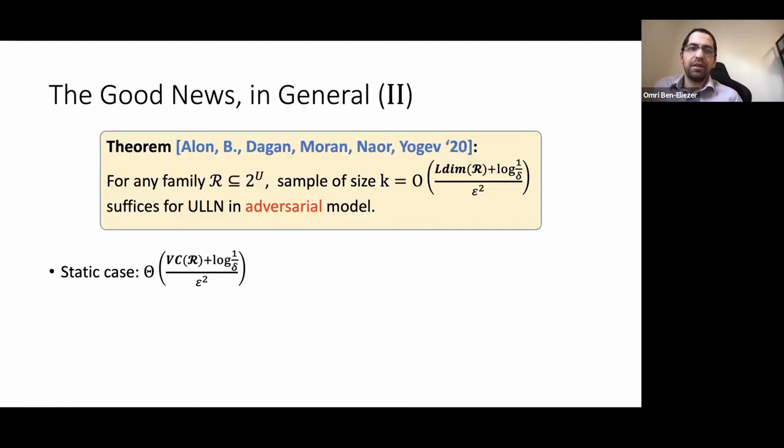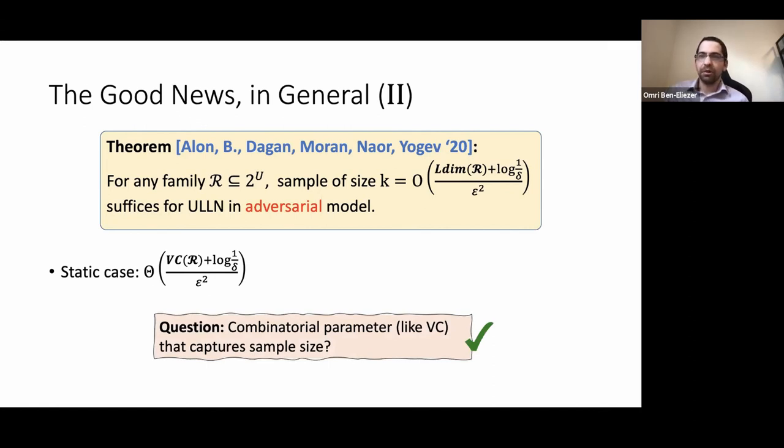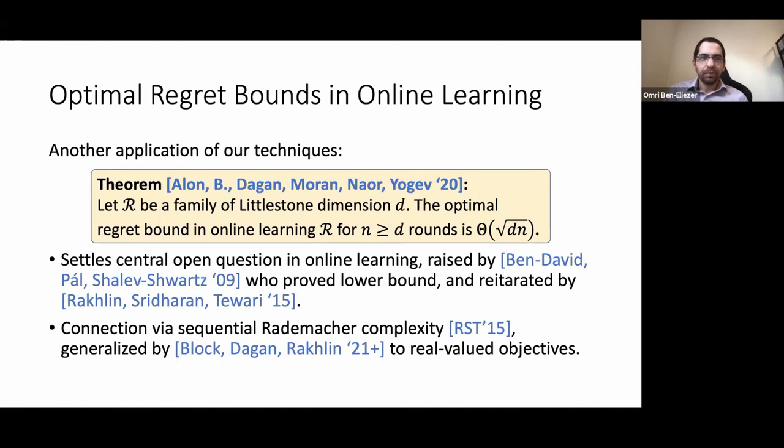So we're able to get a bound like in the static case, but with Littlestone instead of the VC dimension. So this is the right combinatorial parameter. And along the way, it actually resolved a central open problem in online learning with binary labels. It turns out that the optimal regret bound in online learning, and I don't want to go into the definition, for a class R with Littlestone dimension D is the square root of D times N, where N is the number of rounds. The lower bound was known, proved by Ben-David, Pal, and Shalev-Shwartz. And we proved the upper bound.